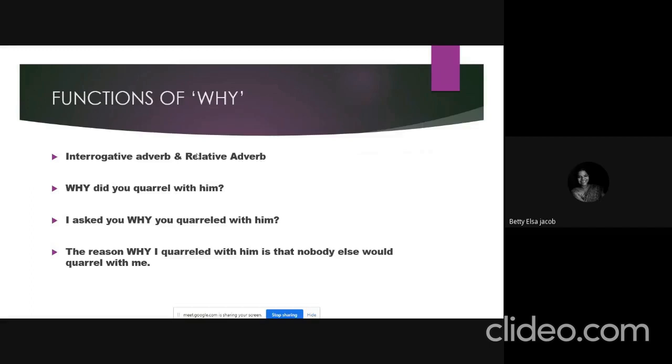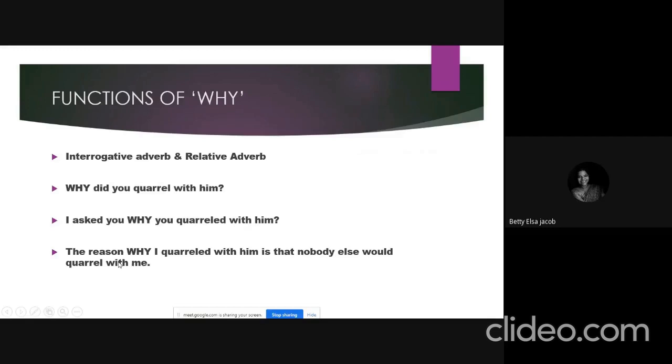Why did you quarrel with him? It's a question, so it is interrogative, and it's an adverb. Okay, it's an interrogative adverb. And the second one, I asked you why you quarreled with him. It's again a question. Okay, there's a question mark. So it's again an interrogative adverb.